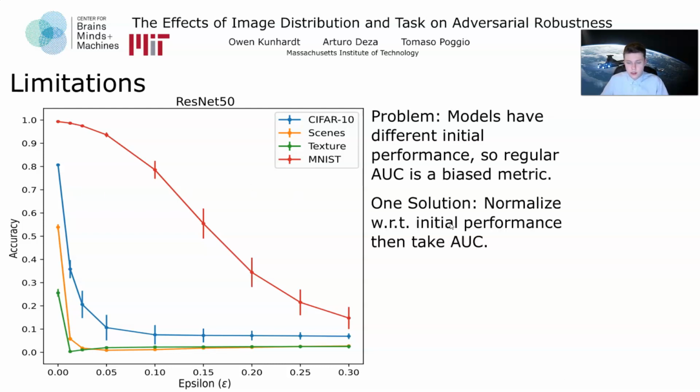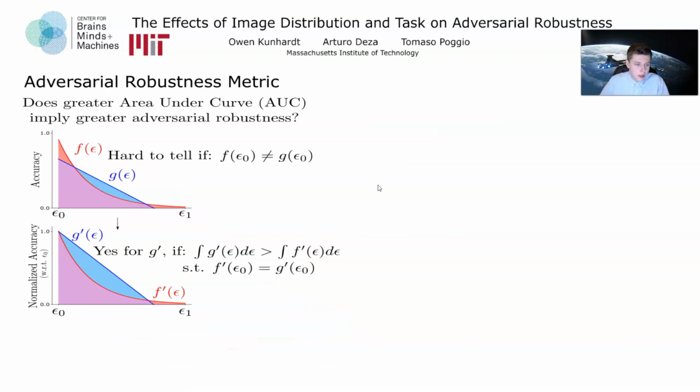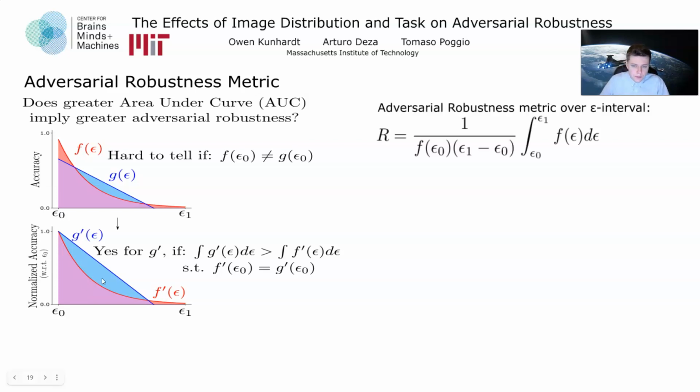And so one solution is to normalize with respect to initial performance, then take the AUC. So, for example, here, it's hard to tell if one model is more robust than the other by virtue of their offset. But here, when it's normalized, we can clearly see that this blue model performs better in terms of adversarial robustness, with respect to where it started. And so here's the metric. This is the area under the curve.